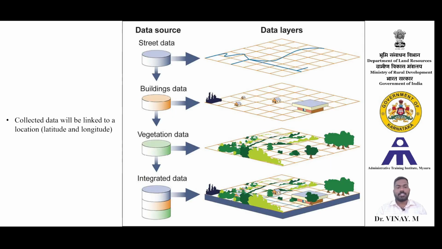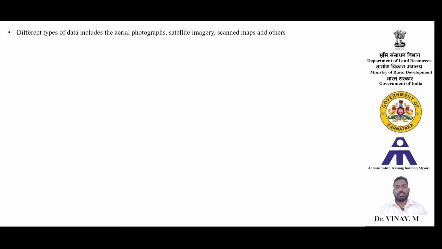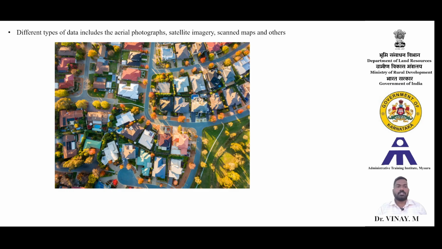Once the data is captured, it is linked to latitudes and longitudes. Then if we look into the different types of data, there are aerial photographs, and this is an example of an aerial photograph, captured aerially through different sensors like a drone, an aircraft, or satellite imagery, all flying. You can even go with a hot air balloon and capture a photo of a particular location aerially, and that also becomes an aerial photograph.